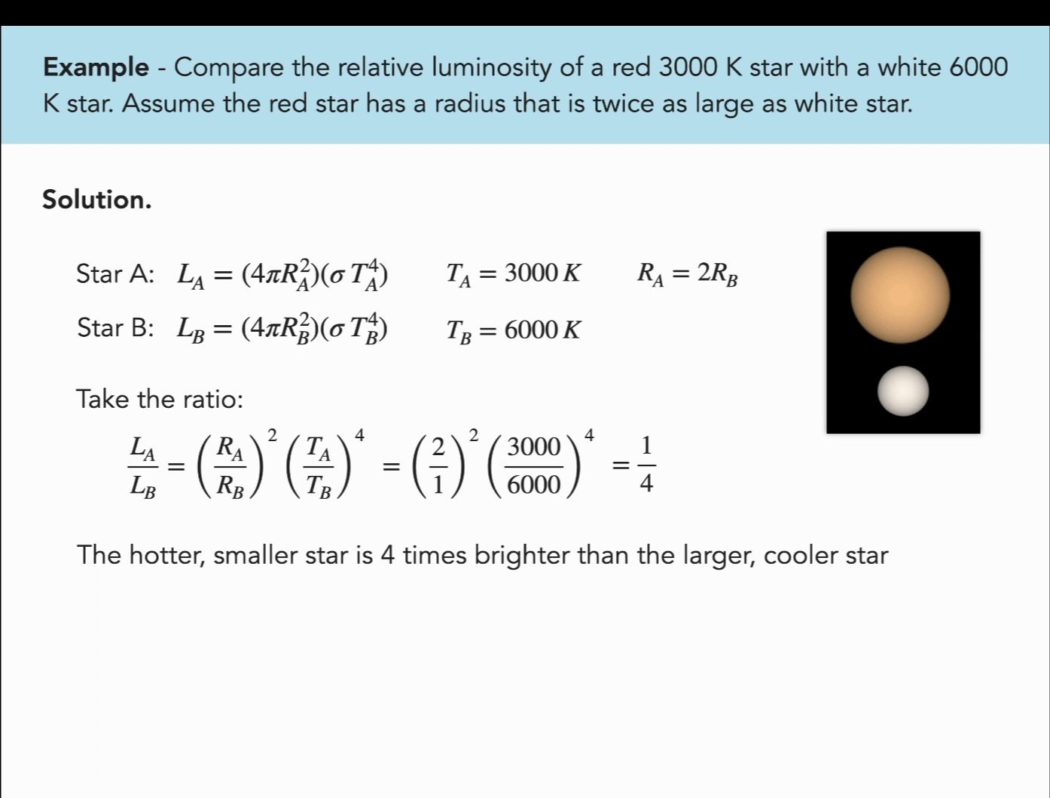So this means that the hotter, smaller star is 4 times brighter than the larger, cooler star. So even though this little star has only 1/4 of the surface area of this bigger star, because of its temperature, it's actually outshining it by a factor of 4.